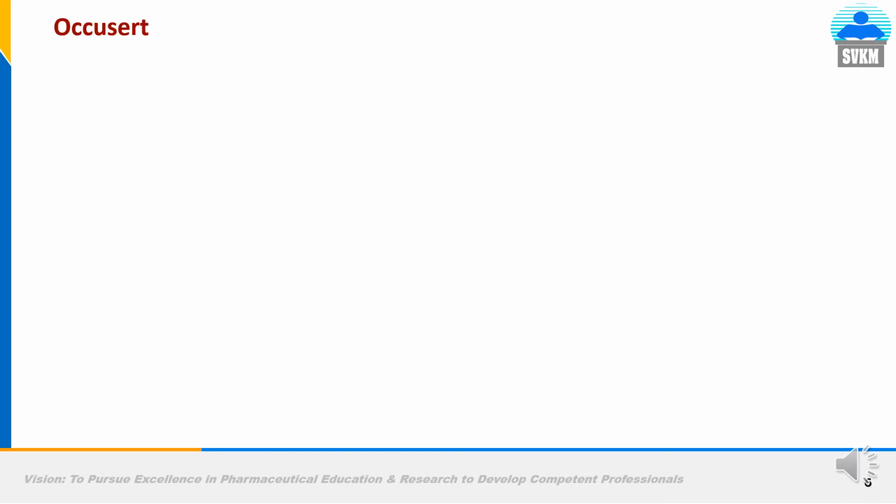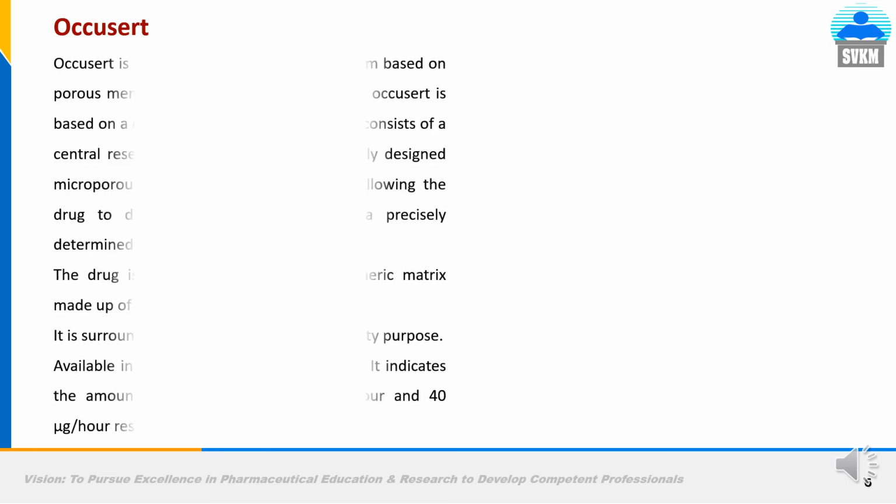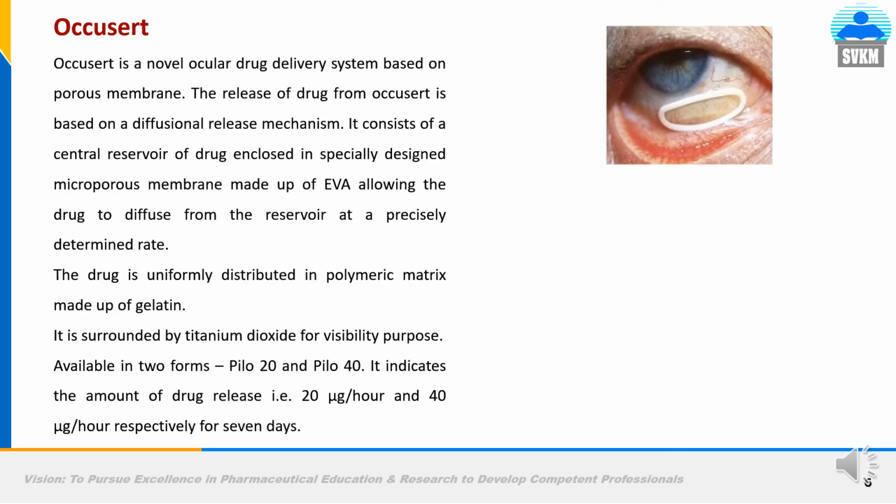Next, we are going to talk about Ocusert. Before starting with Ocusert, let me tell you, novel ocular drug delivery systems are divided into two types. One is matrix type and the second is capsular type. An example of matrix type is hydrophilic soft contact lenses. Taking an advanced example of capsular type, Ocusert is the best example.